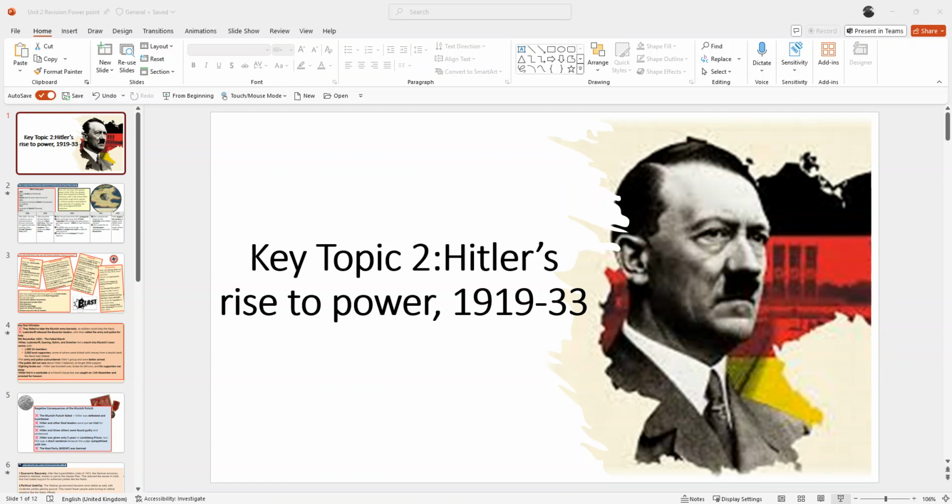He also realizes, because of the Munich Putsch, he cannot take power by force at this stage. So what he needs to do is to win the support of the people, get voted into power and change it that way. So in those ways, the Munich Putsch was a success.